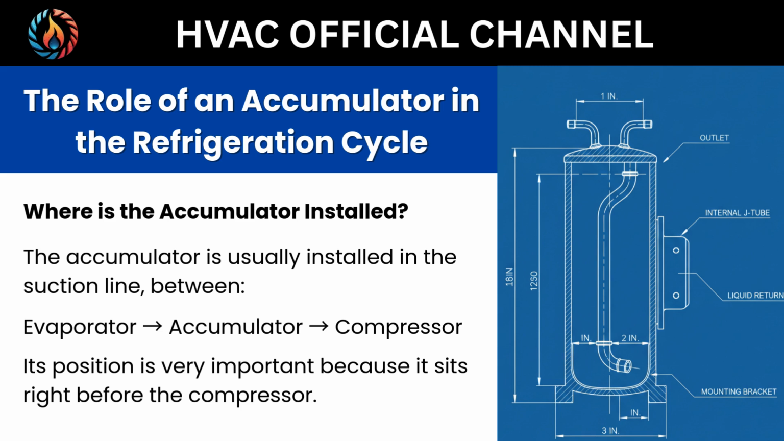Where is the accumulator installed? The accumulator is usually installed in the suction line between the evaporator, accumulator, and compressor. Its position is very important because it sits right before the compressor.